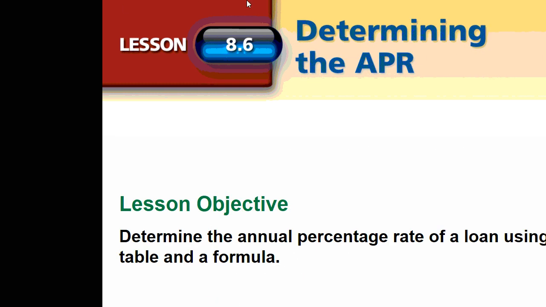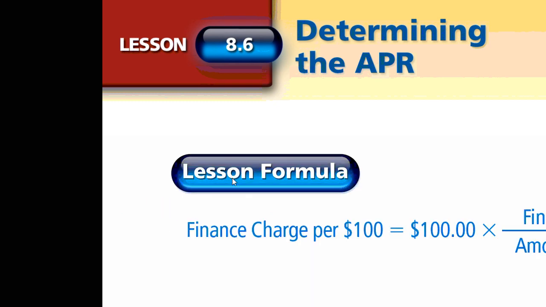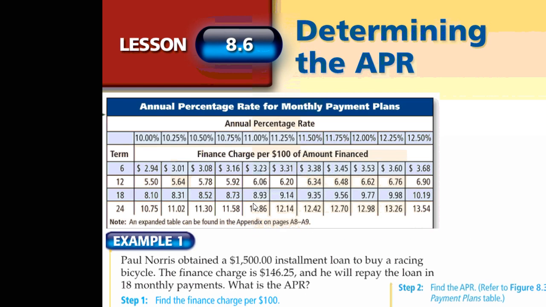All right, this is our final section for this chapter. Our lesson objective is to determine the annual percentage rate of a loan using a table and a formula. Yay! I always love when we use the table. When we're calculating the APR, the table has our finance charge in $100 increments. So we take our finance charge divided by the amount financed and times it by 100. Our finance charge is what we look up from the table. Let's take a look at how that formula plays out in our example problem.